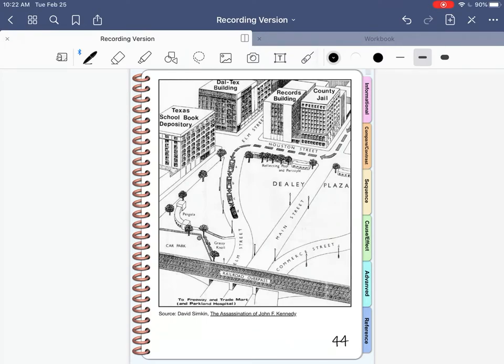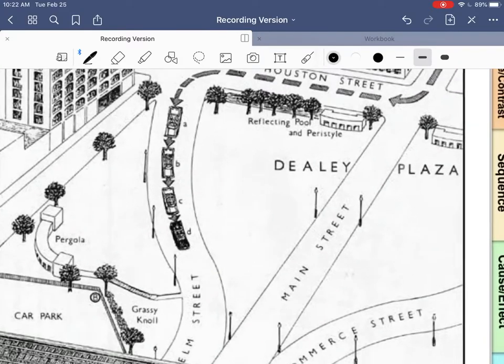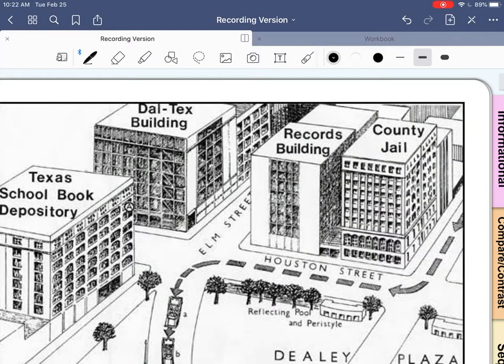This is in Dallas, Texas. And you remember that a plaza is a public marketplace or public square. So I'm going to zoom in just a little bit so we can look at all the buildings. The county jail and the records building, this is called the Daltex building, and the Texas School Book Depository. You have Elm Street right in there. Sorry, I'm going to erase my highlighters, but I just want you to see. And here's Houston Street. So we're looking at this intersection of Elm and Houston.